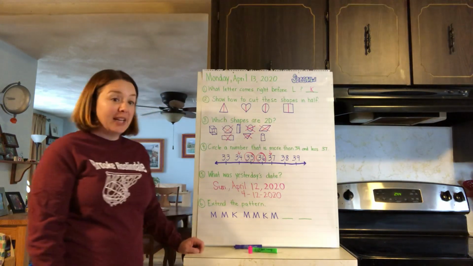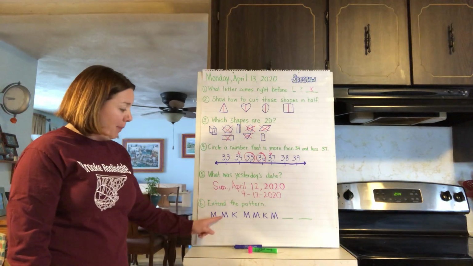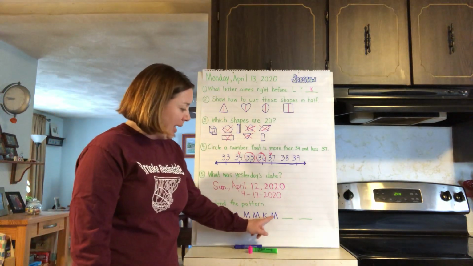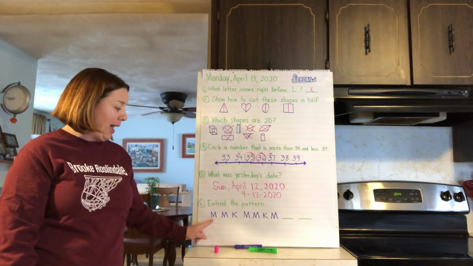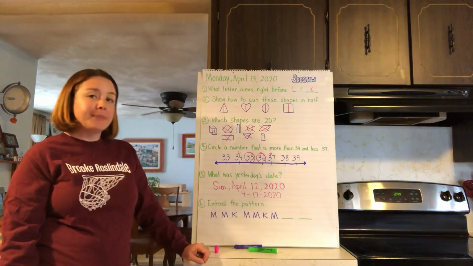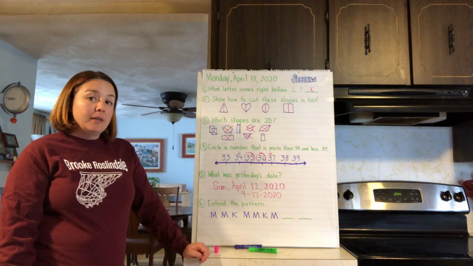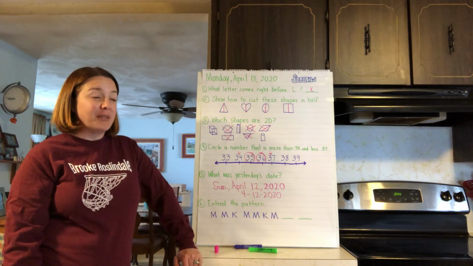All right, last part today is a pattern. Extend the pattern. That just means write the next 2 shapes. M, M, K, M, M, K, M. Go ahead on your paper, write the next 2 letters. I have M, M, K, M, M, K, M. Think about what kind of pattern it is, what is happening, how it's repeating.